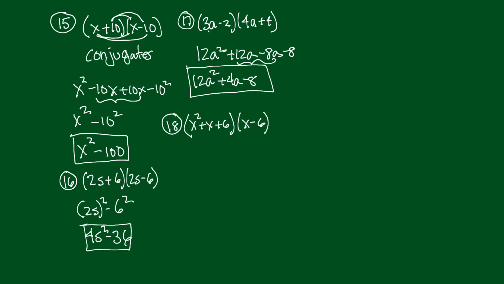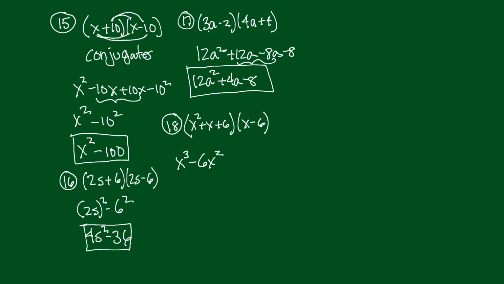All right, number 18, we've got a three-term, a trinomial, multiplying a binomial. So let's start with the x squared and run it all the way through. Then we'll go to the x, run it all the way through. Then we'll go with the 6, run it all the way through. Let's see where we are. So starting here with the x squared, I'll take x squared times x, x cubed. And then I'll take the x squared times negative 6. So positive x squared times negative 6 is minus 6x squared.